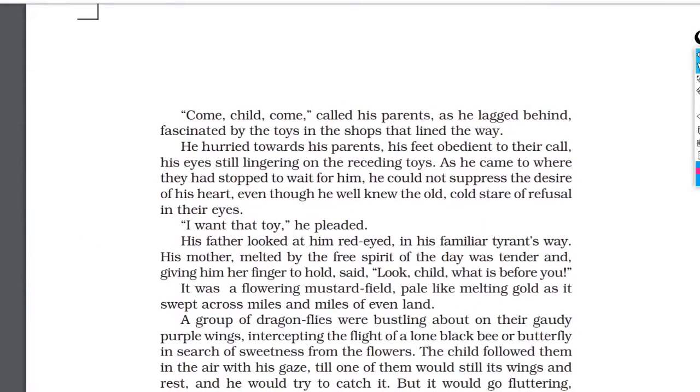Come, child, come, called his parents as he lagged behind, fascinated by the toys in the shops that lined the way.